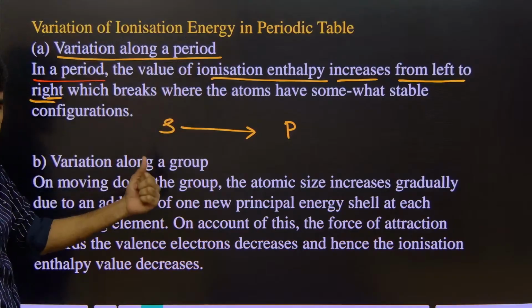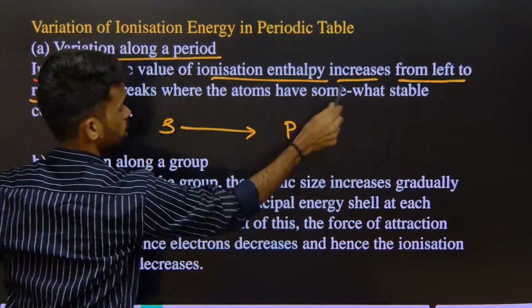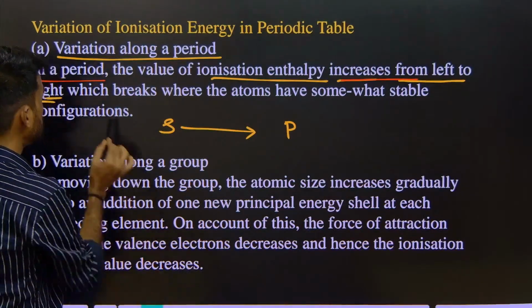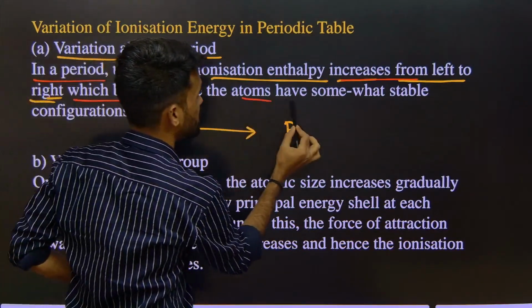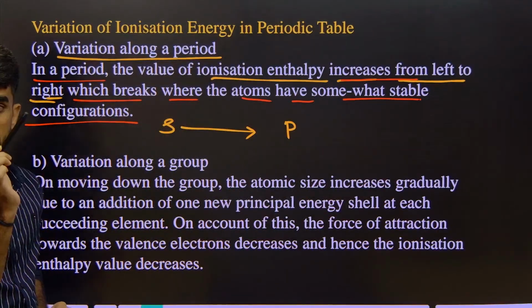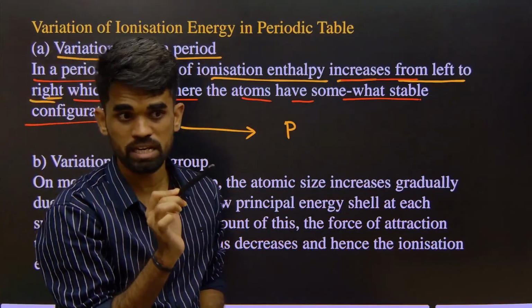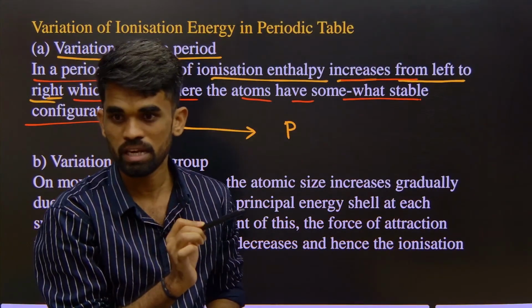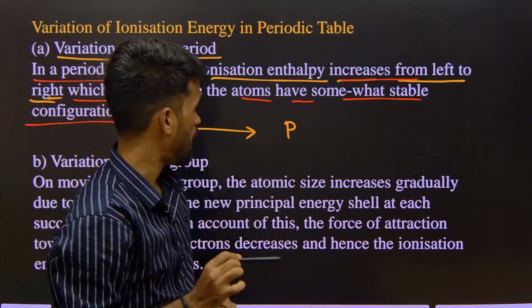Left to right they are saying now, from here to here. So they are saying it increases, okay, but there are some breaks. See, which breaks where the atom has some stable electronic configuration. It means there is a factor deciding ionization energy values. What is that factor? Its electronic configuration also matters. Okay, I will show you that.